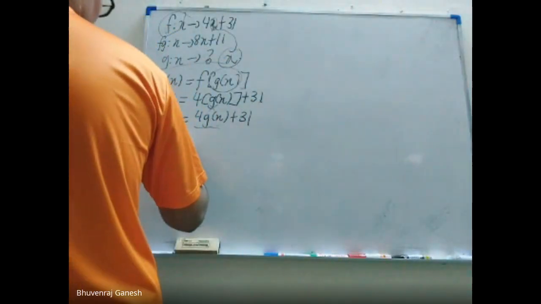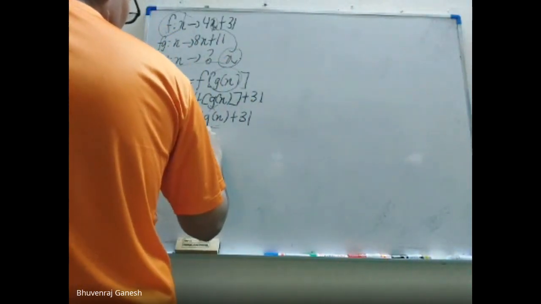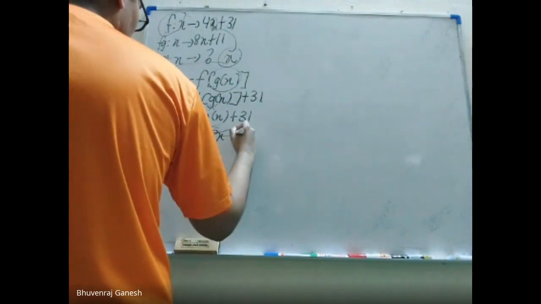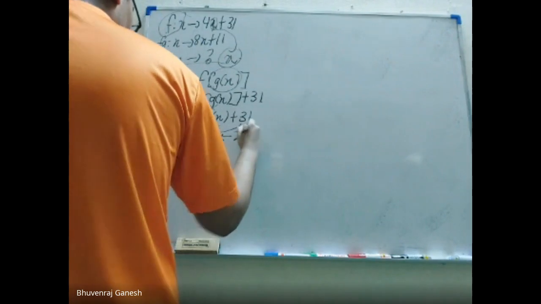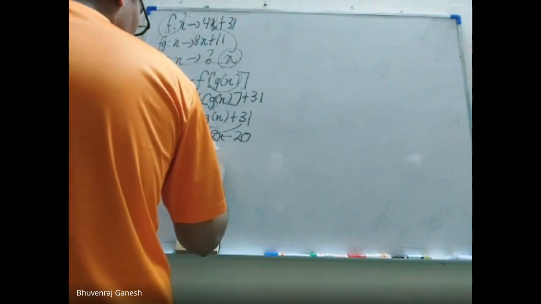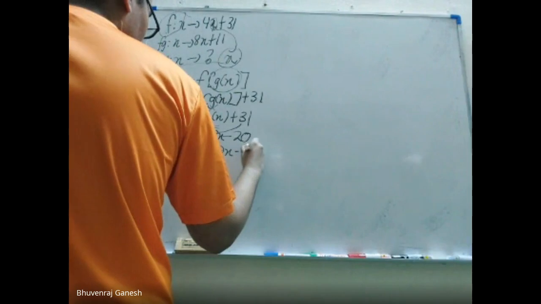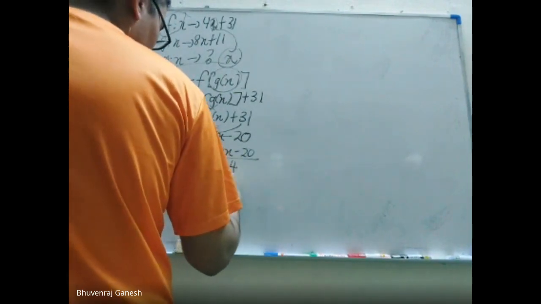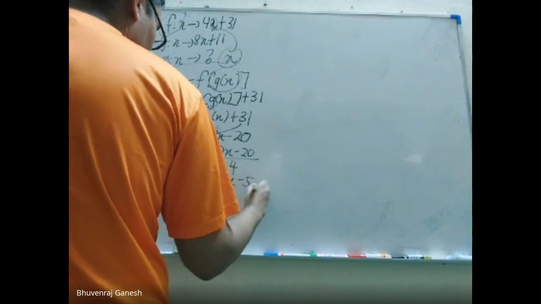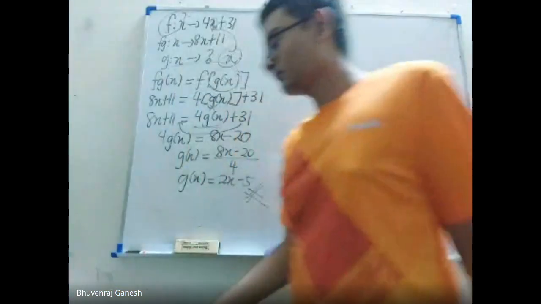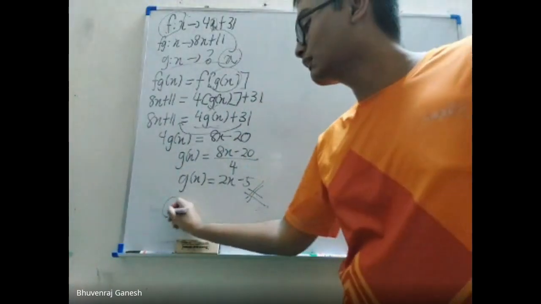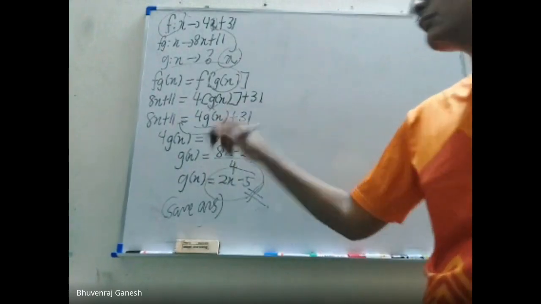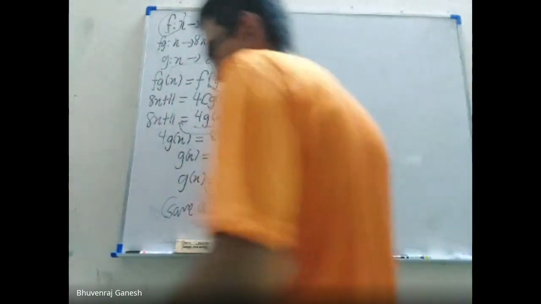So you will get 4g(x) equals 8x. So I see the 31 here means minus 31, you get 20. So you will get g(x) is 8x minus 20 over 4. And I can simplify. 2x minus 5. Done. Then, just now I had the same question and I got 2x minus 5, so it's the same answer. So this is how it's solved for g(x), if they twist the question for you.